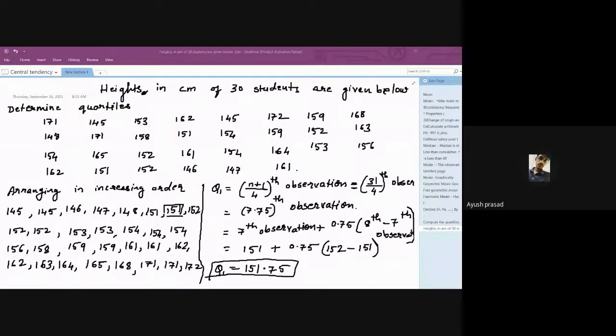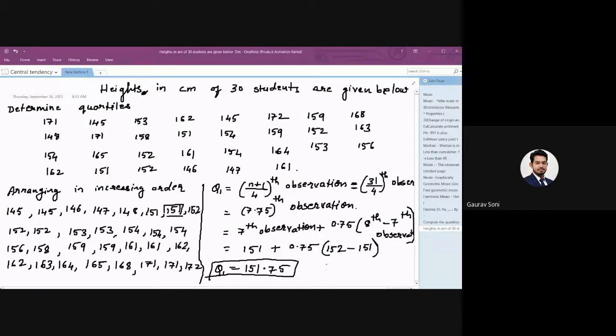Yes, sir. So it is the 7th observation plus whatever decimal part you have, multiplied by the difference of the next observation minus that observation. So that's why the 7th observation plus 0.75 into the difference of the 8th and the 7th observation. So can you tell me now Q2?